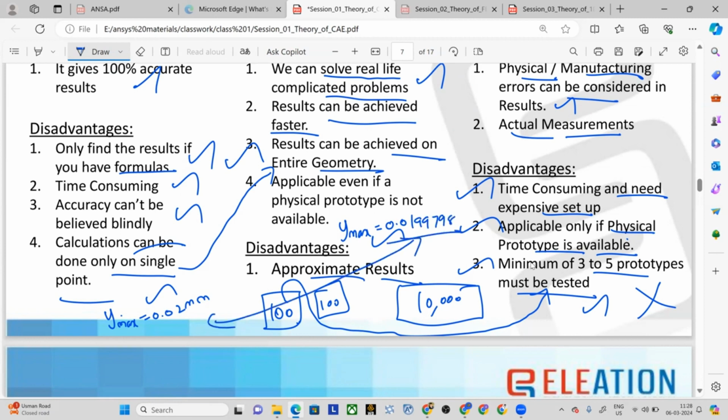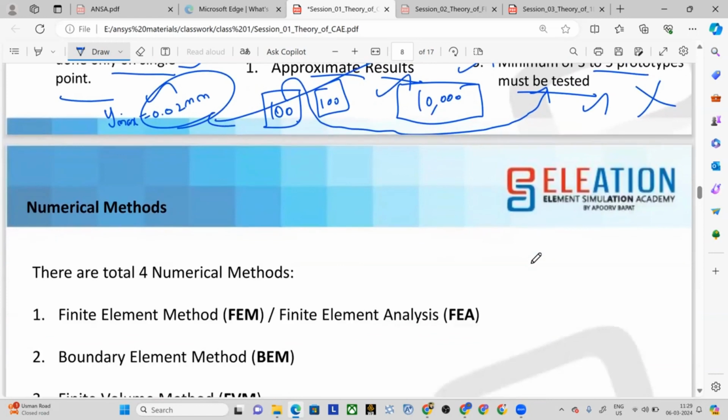So nowadays, a lot of advanced algorithms have been coded in the software to reduce this difference between the actual value and the value we obtain using the software. So the difference between the actual value and the value obtained is very much reduced, which means the error is very much reduced. So you are able to understand up to this, right?